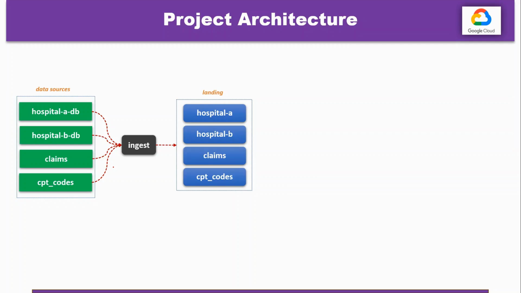Once the data is there in the landing layer, this is what we call centralizing the data, because this data may be coming from different locations, different sources. So we are centralizing the data into one single location. That is what your landing layer is, centralizing the data.